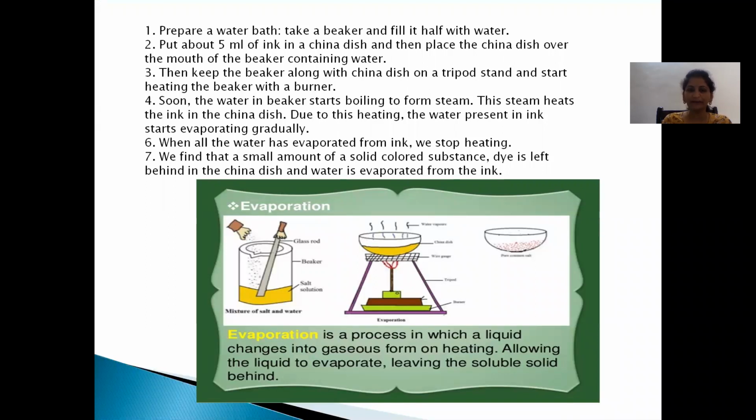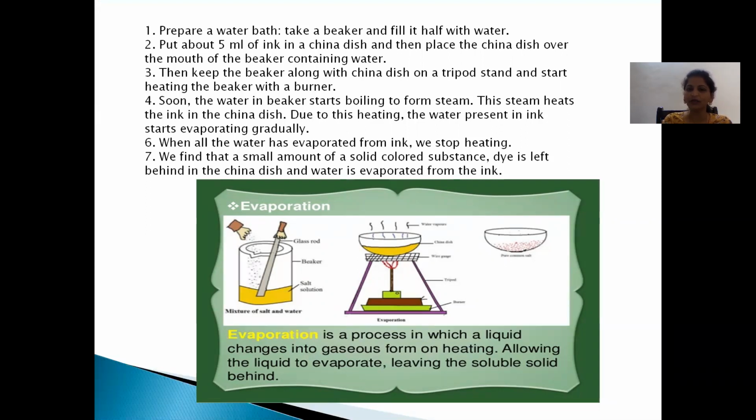Prepare a water bath. Take a beaker and fill it with water. Put about 5 ml of ink in a china dish and then place the china dish over the mouth of the beaker containing water. Then keep the beaker along with the china dish on the tripod stand and start heating the beaker with a Bunsen burner. Soon the water in the beaker starts boiling to form steam. This steam heats the ink in the china dish.